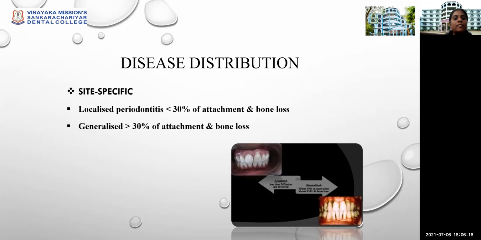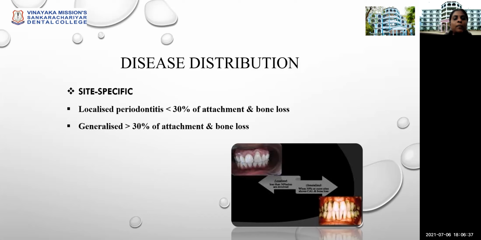So you have to be specific in your answer when you are writing in your case sheet. And generalized chronic periodontitis is when there is greater than 30% of attachment and bone loss. So again, I repeat, based on the disease distribution, chronic periodontitis is classified into localized chronic periodontitis and generalized chronic periodontitis. If it is less than 30% of attachment and bone loss, it is localized chronic periodontitis.